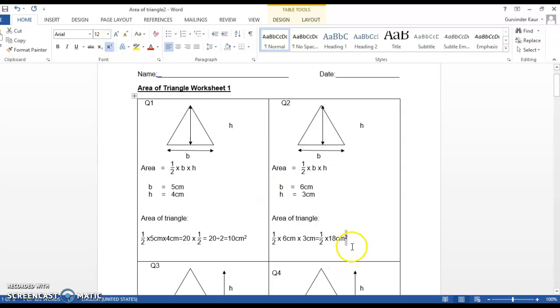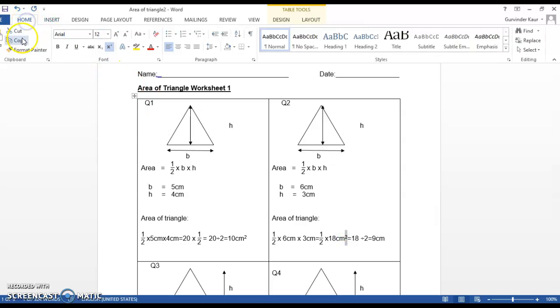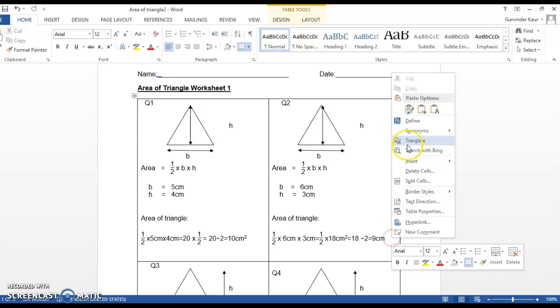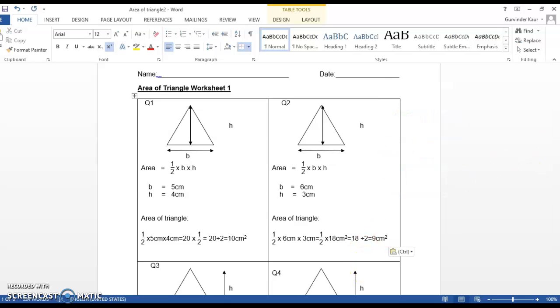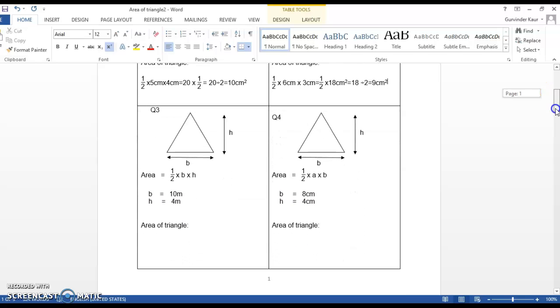Okay, so equals half times 18 means 18 divide by 2 equals 9 centimeters square. Okay, alright, so let's look at another 2 examples.